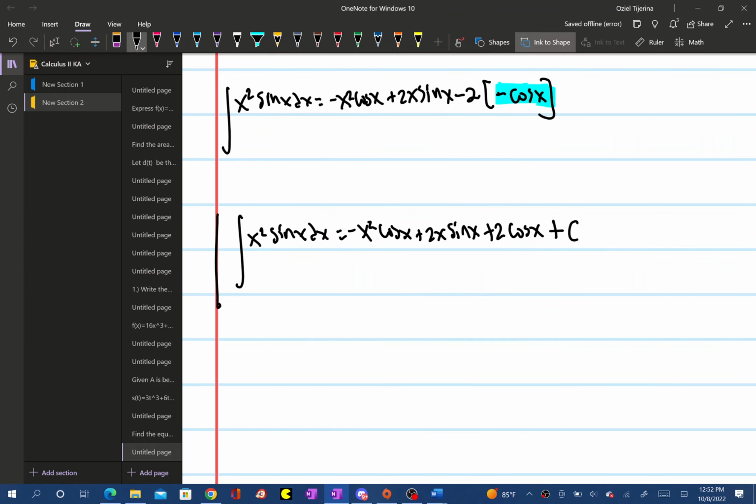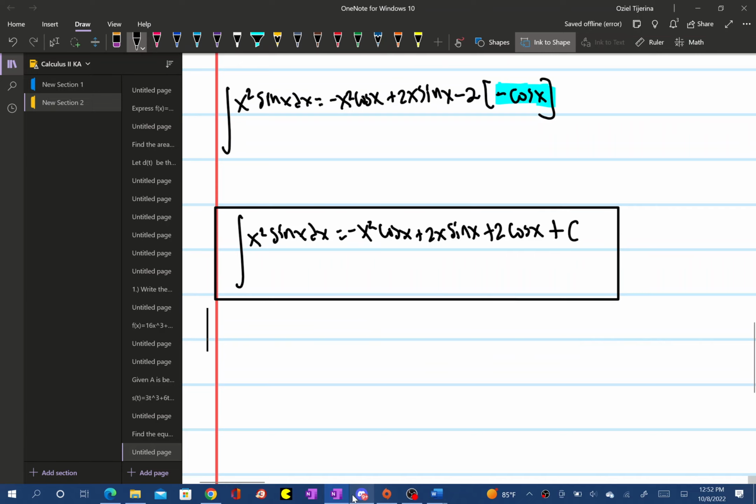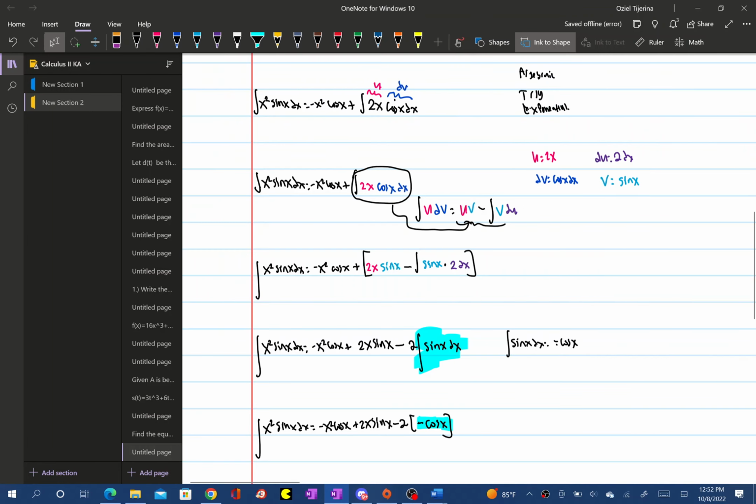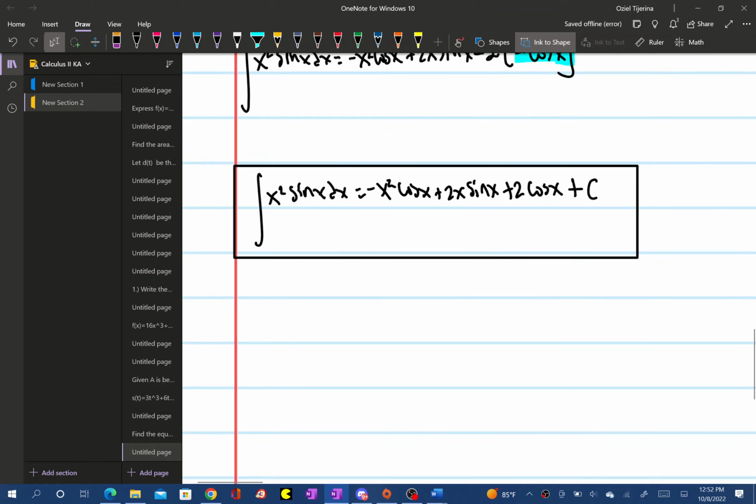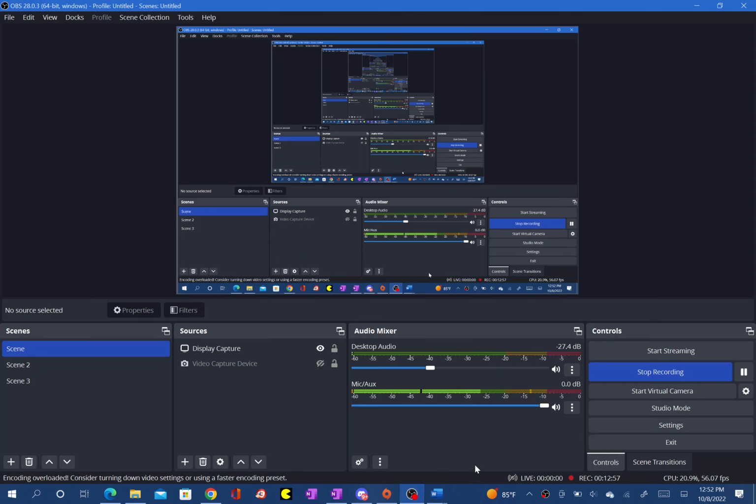I know that there are other teachers who explain it faster. I explain it at my own pace, because I believe that if you explain it step by step, instead of just rushing through, it's better explained that way. But that is how you do that problem, guys.